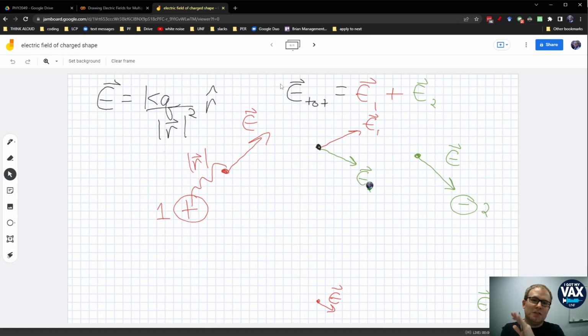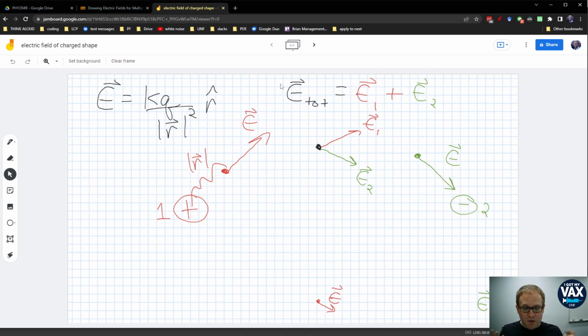And if you pick just the right point in between there, you can actually get these two magnitudes to be equal, because maybe you're just at the right distance to balance them out where the two magnitudes are equal. If we were closer to the proton, E1 would be stronger. If we were closer to the electron, E2 would be stronger.